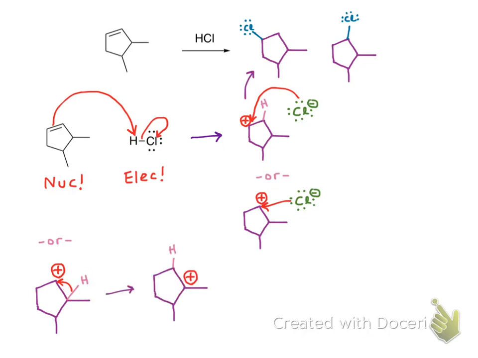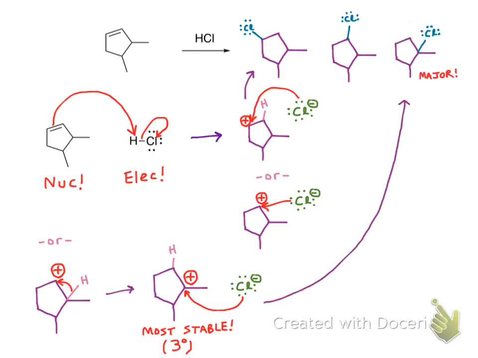this, the most stable of our carbocation intermediates, due to the fact that it's tertiary. And then the last step would just be the chloride performing a nucleophilic attack on that tertiary carbocation to give us our most stable product, this fellow right here.